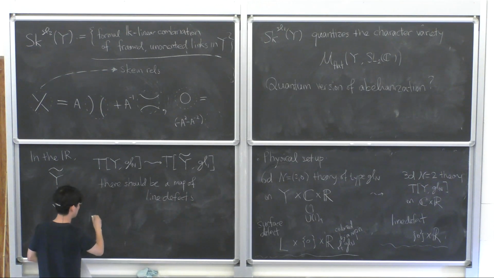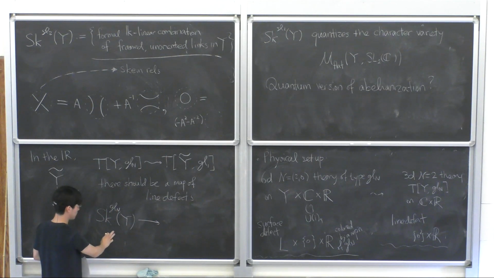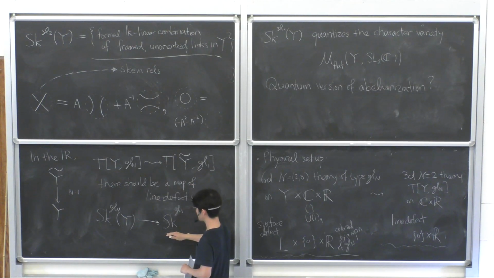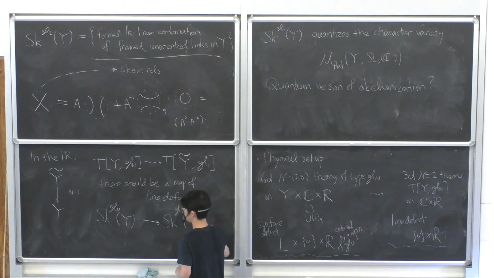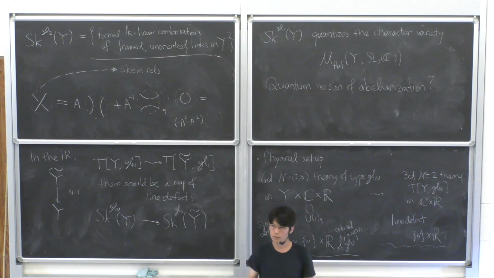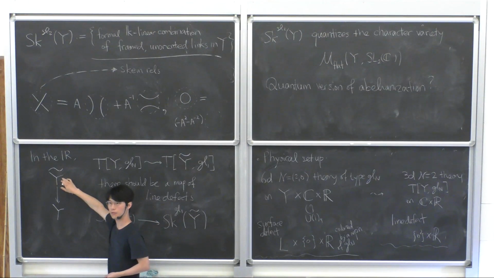That is, we start in the UV from the Skein module of Y based on a quantum group of GLN, and there should be a homomorphism or a linear map from this Skein module to line defects in this IR theory, which would be the GL1 Skein module of this n-fold branched cover. Yeah, it's an embedding. It would be some graph of a harmonic one form.